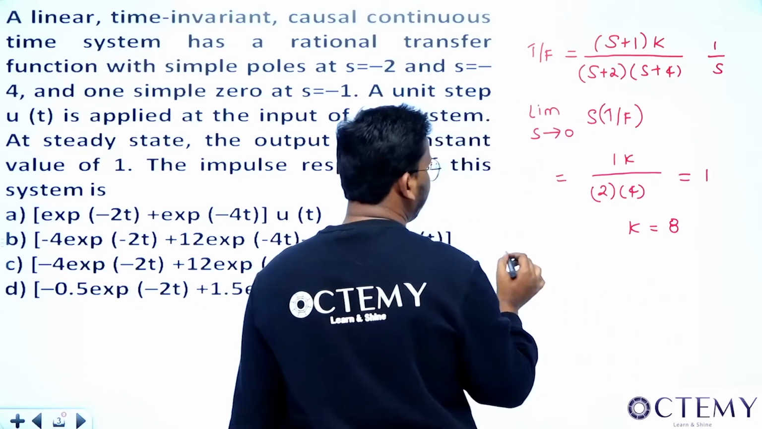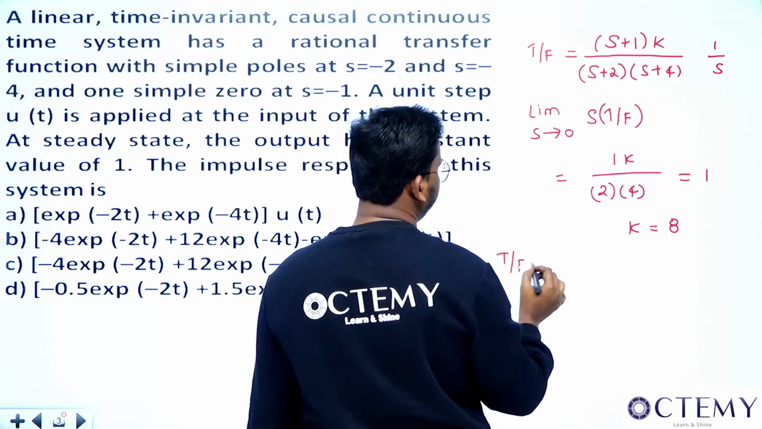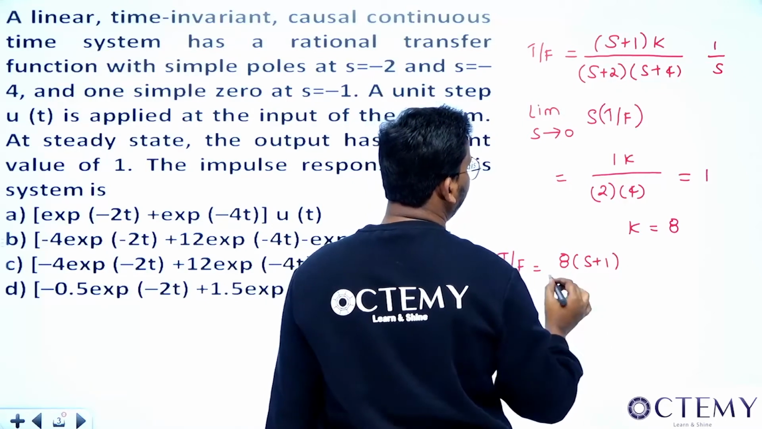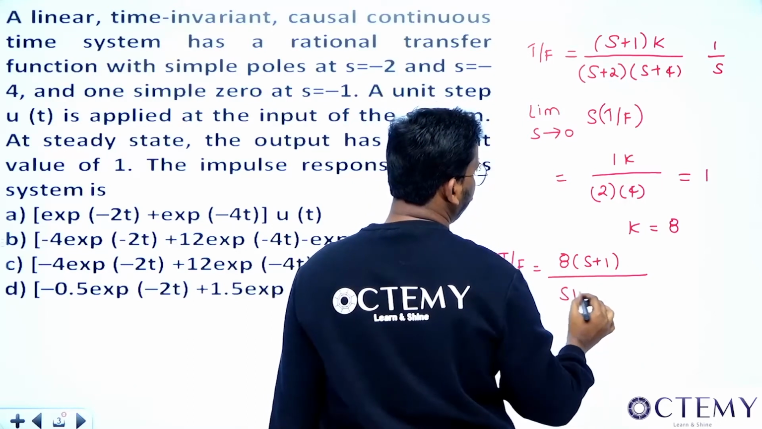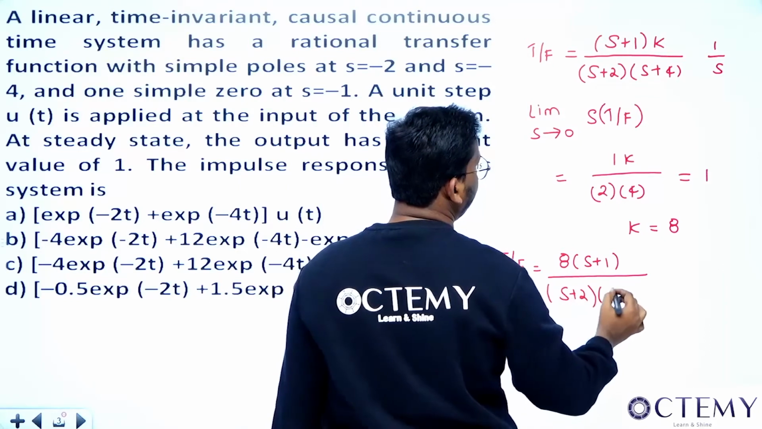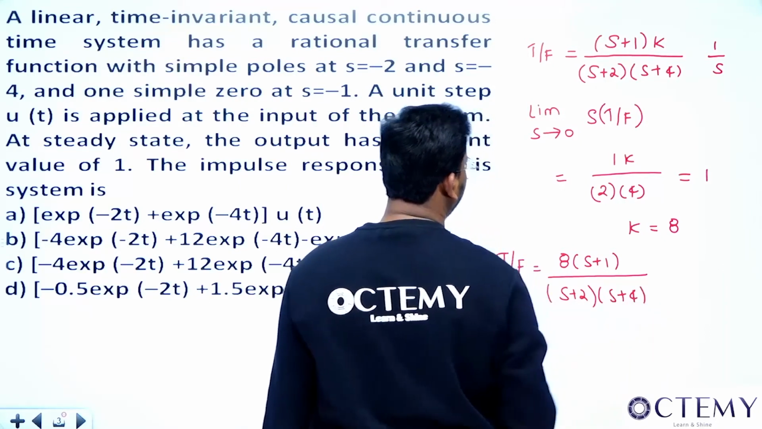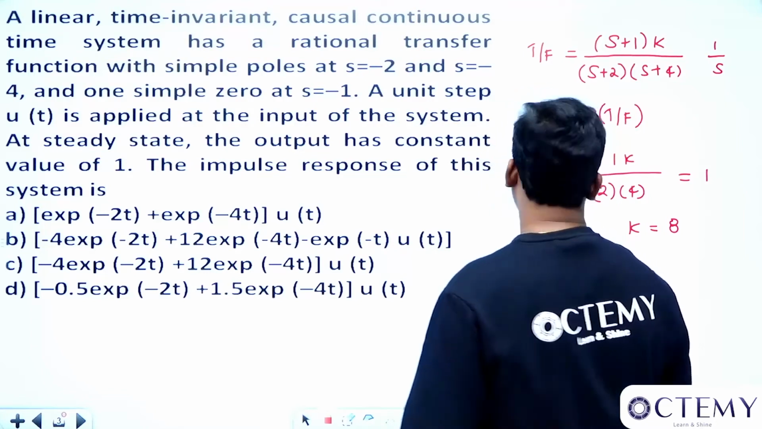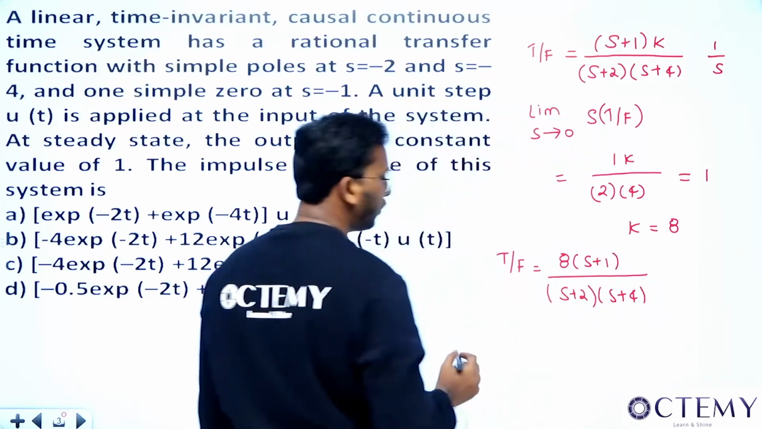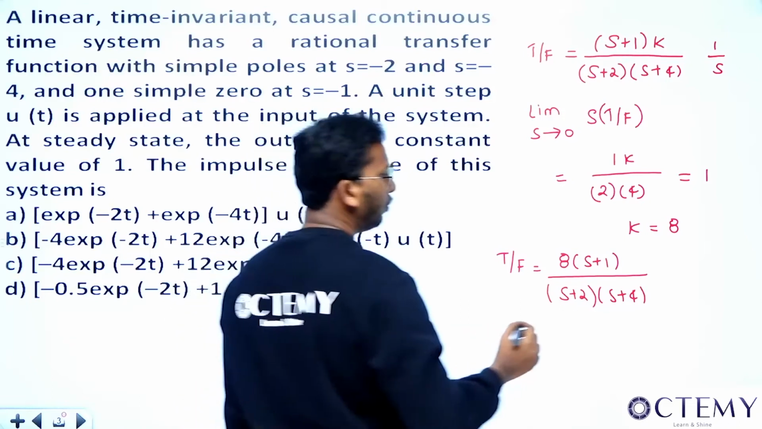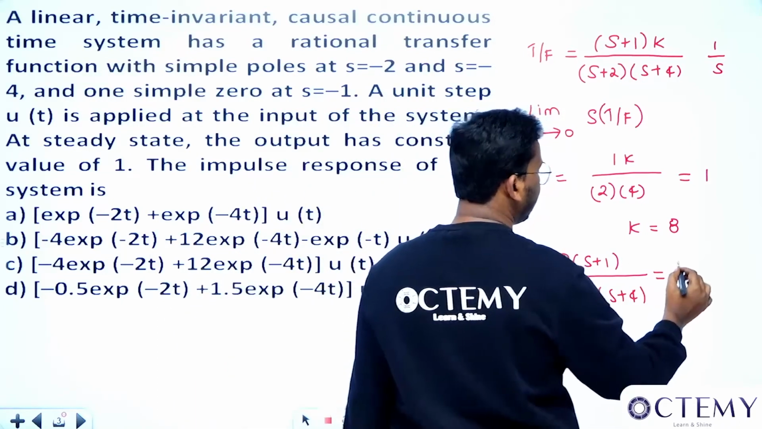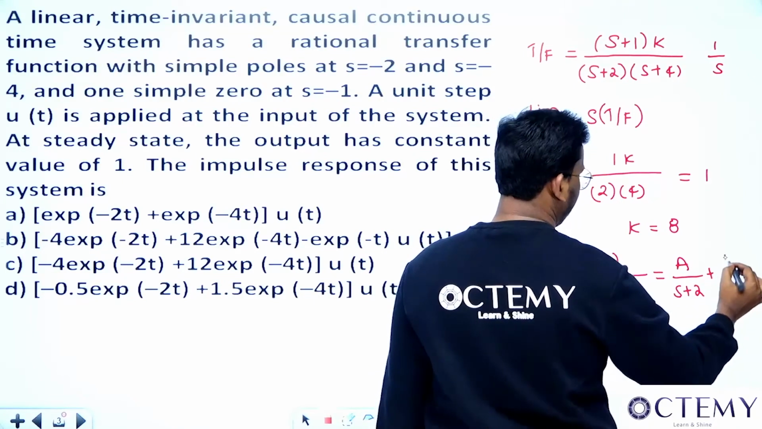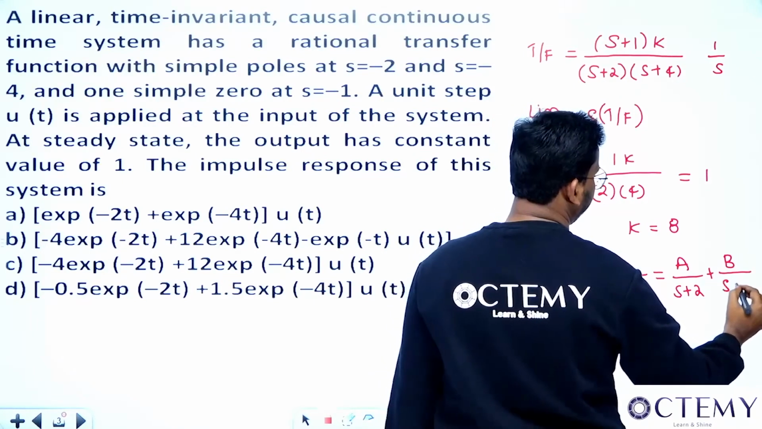So what is the transfer function now? The transfer function is basically 8 into (s plus 1) divided by (s plus 2) into (s plus 4). Now see, sir, what is he telling? He is asking you the impulse response of the system. So impulse response is the Laplace inverse. You'll have to do the partial fractions of this, that is A by (s plus 2) plus B by (s plus 4).